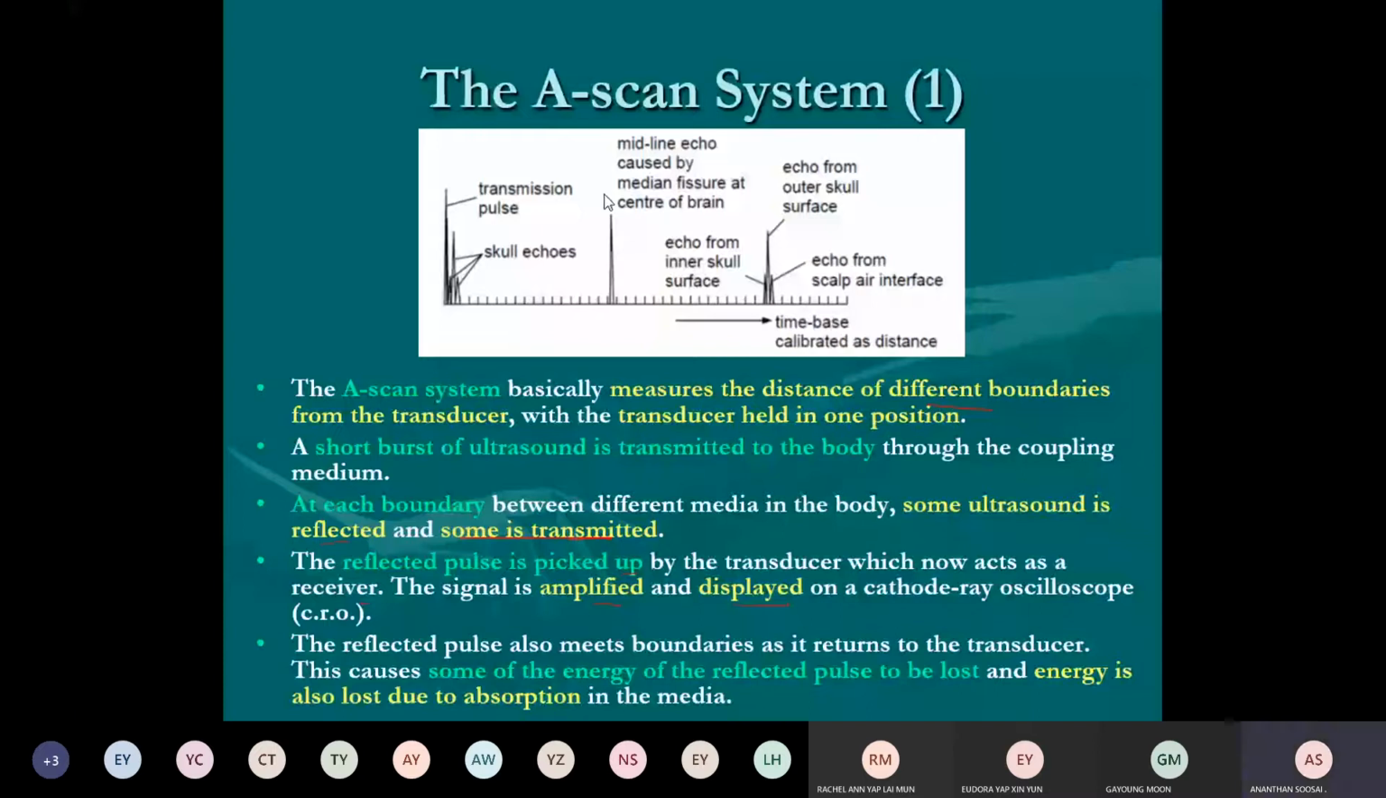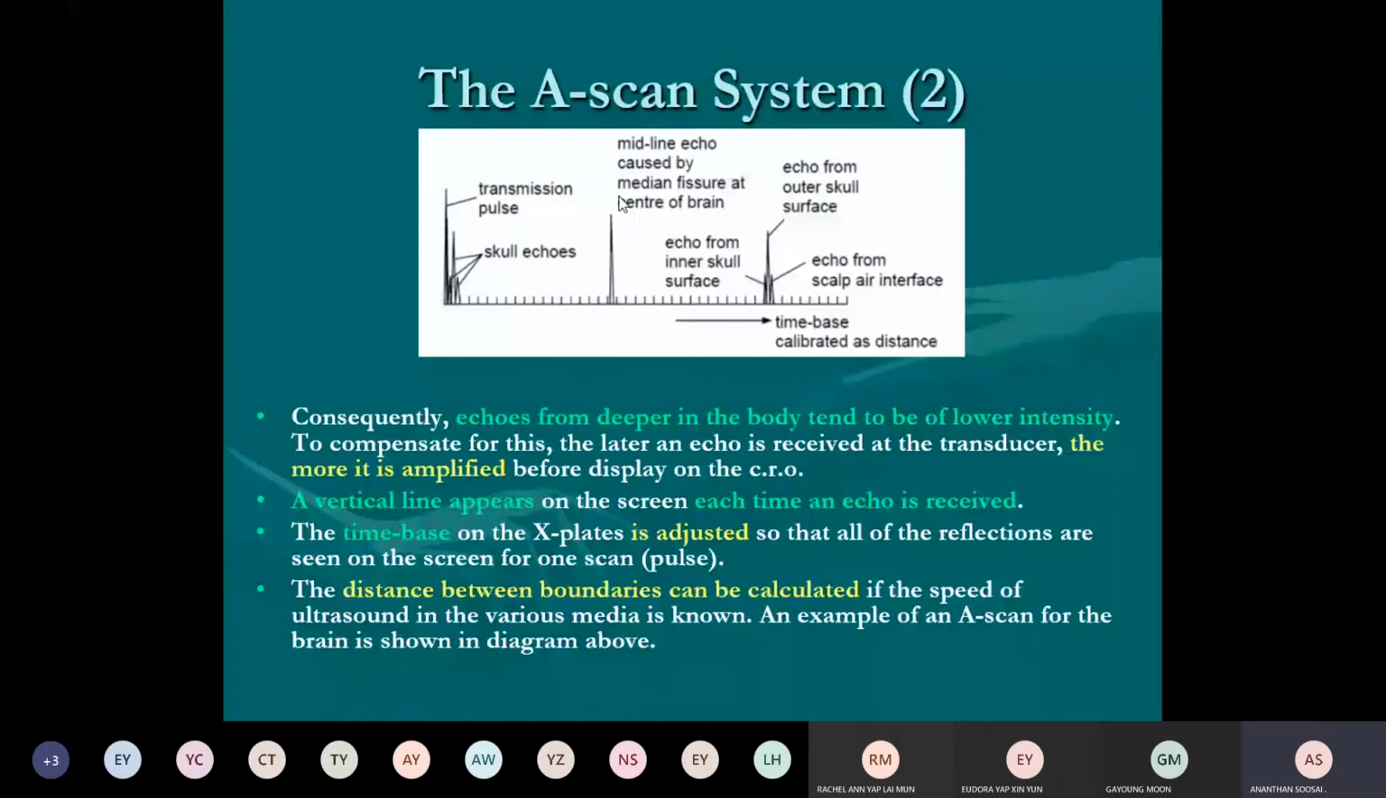Any questions so far? Okay, let's proceed. Okay, so I skip this. It's about the same. We go to B scan.